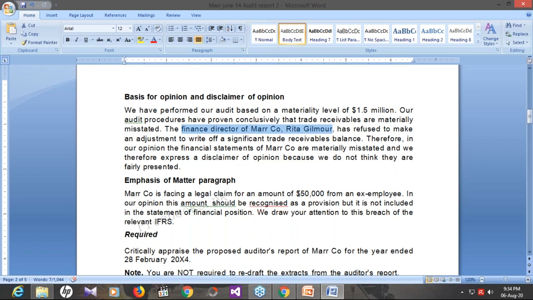We know that the use of an emphasis of matter paragraph here is somewhat inappropriate, and we have discussed that in an emphasis of matter paragraph, only the transactions that are correctly recorded are referred to. But here in this question we can see that the emphasis of matter paragraph is referring to a provision that is not included in the financial statements. So actually it is a misstatement. If it is a misstatement, it should be recorded in the opinion paragraph. It should not be recorded in the emphasis of matter paragraph.